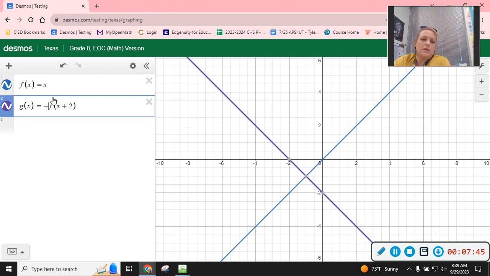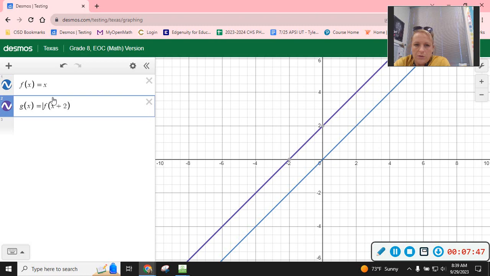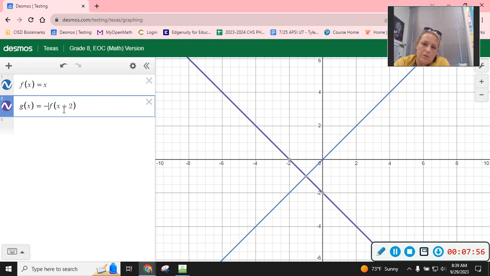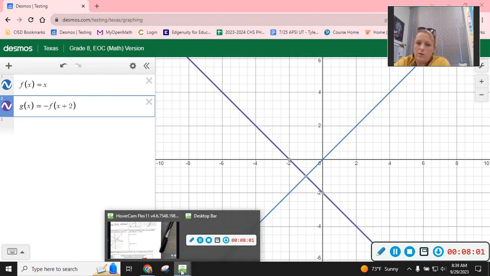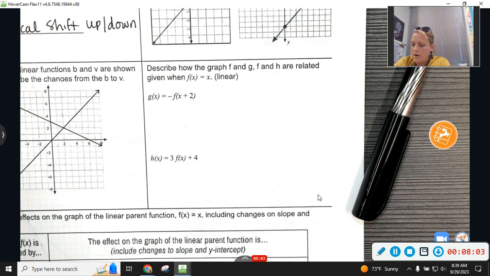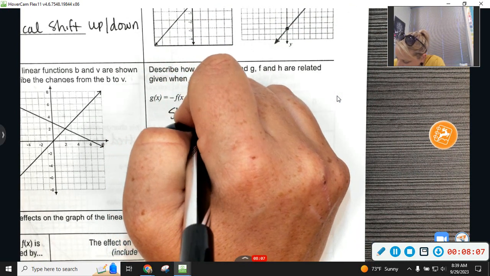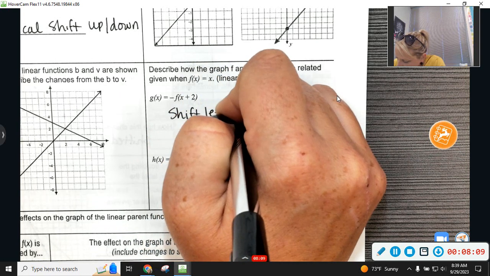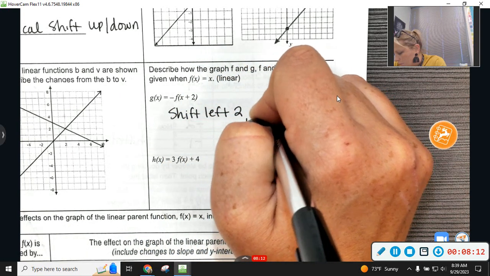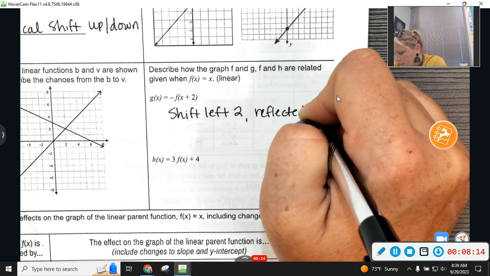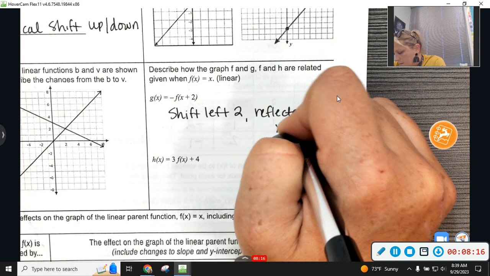Okay, and I'm actually going to take away this negative right now and try to do it one at a time. So if I think about the way that this shifted to the left too, because it's inside the parentheses. And it also changed from positive to negative. Do you all see how that changes there? So the things that are happening, if I want to describe it, this is going to shift left, and it's going to be reflected over the x-axis.